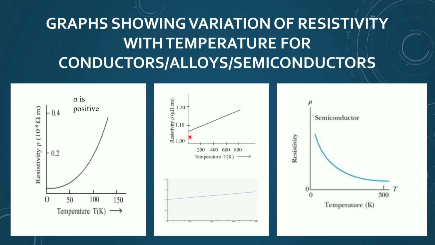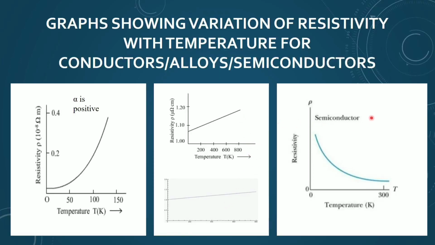You can be asked about the graph. For the conductor, this value of alpha is found to be positive. We are getting an increase in the resistivity with the increase in temperature. This graph is for alloys like manganin or constantan. The slope is very small. So it means alpha is positive but very small, so the resistivity is hardly affected by temperature. As we have discussed, these materials are chosen because their temperature coefficient is small, and because of that we use them for making resistance wire. So this should be very clear to you.